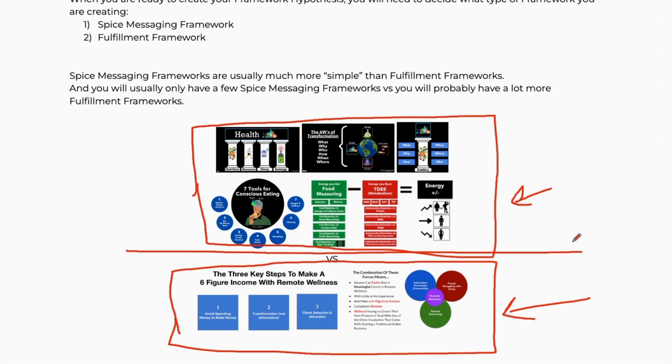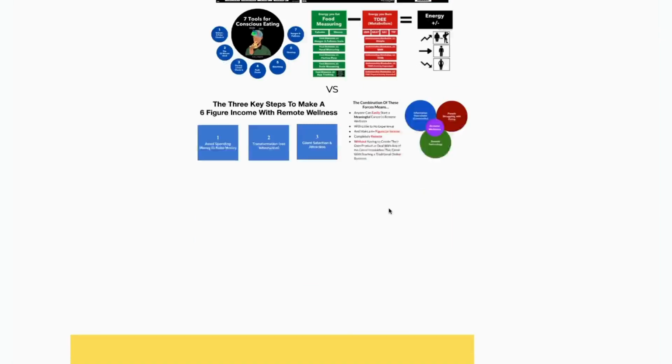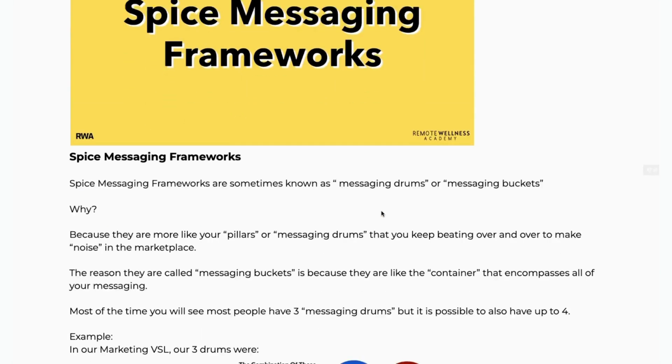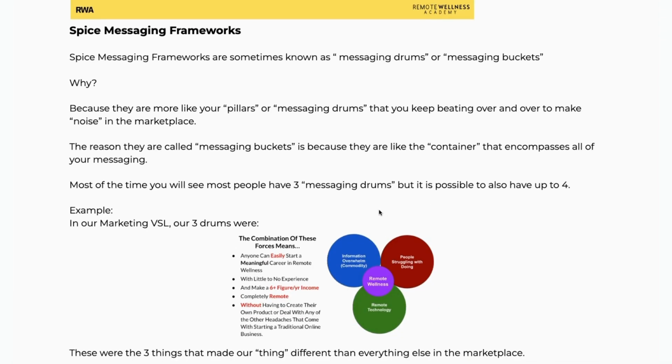Sometimes in some cases you might also use your fulfillment frameworks as your messaging, but there is a little bit of a delineation between the two and a separation between the two as well, okay? Now, in regards to actually coming up with your SPICE messaging framework hypothesis, let me go ahead and talk to you about that very quickly here.